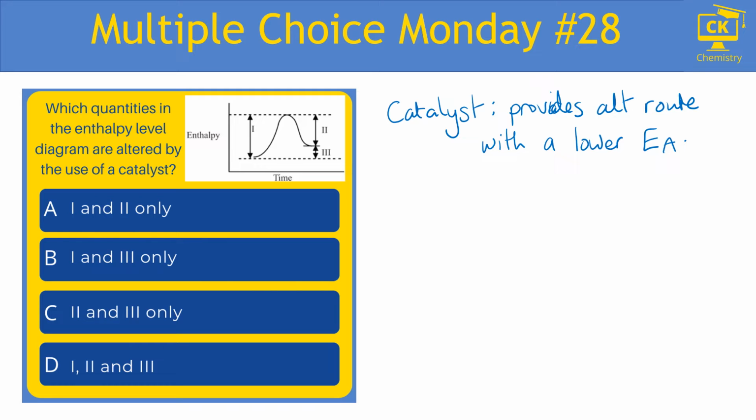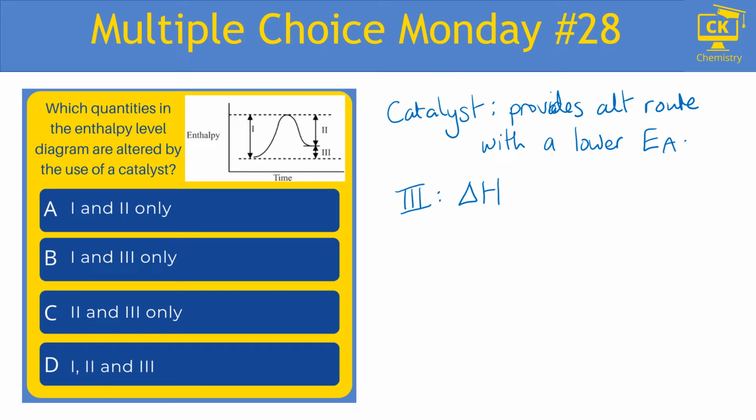And what we can see is that we've got an initial line and then we've got a high point and then we go down to the products. So to answer this question, we really should understand what these quantities 1, 2 and 3 represent. Now I'm actually going to start with 3 because that's probably one of the most important when we look at an energy profile or enthalpy profile.